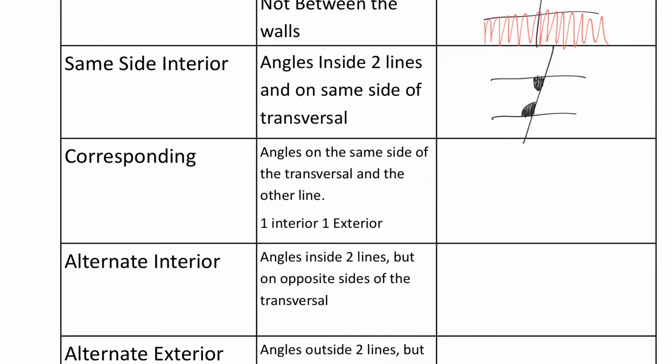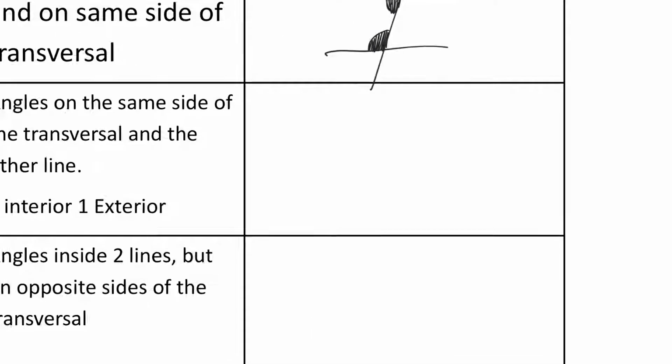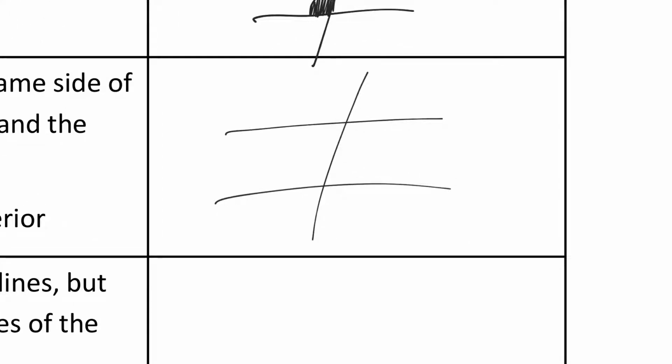Okay, next one is corresponding. On corresponding, it's angles on the same side of the transversal and the other line. They're in the same relative position. There's going to be one interior and one exterior. So we're going to draw the two lines with the transversal. Corresponding is going to be like this. This angle right here and this angle right here. These two would be corresponding.